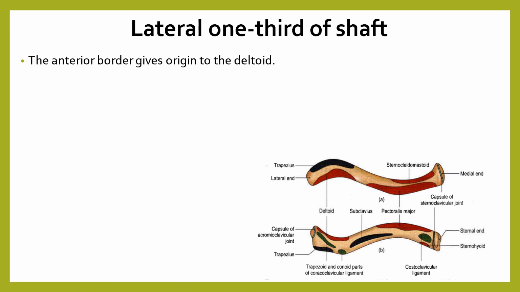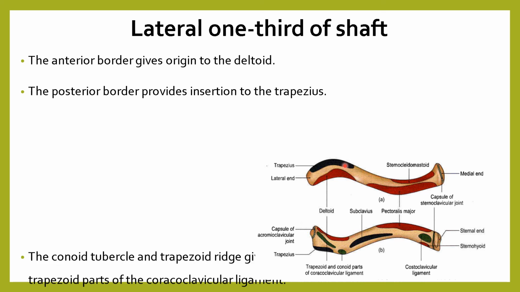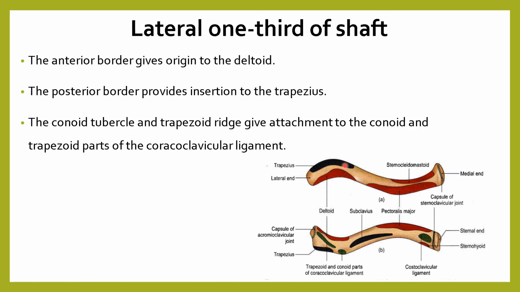And the attachments of the lateral one third of the shaft. The anterior border of the lateral one third gives origin to the deltoid muscle, and the posterior border of the lateral one third gives insertion to the trapezius muscle. You can see in this picture clearly. The conoid tubercle and trapezoid ridge give attachment to the conoid and trapezoid parts of the coracoclavicular ligament. The conoid tubercle and trapezoid ridge are present inferiorly.